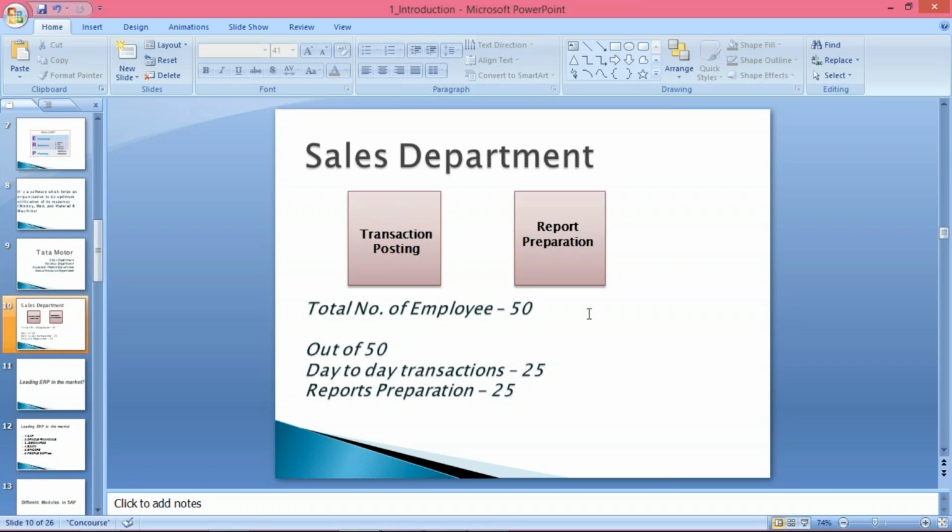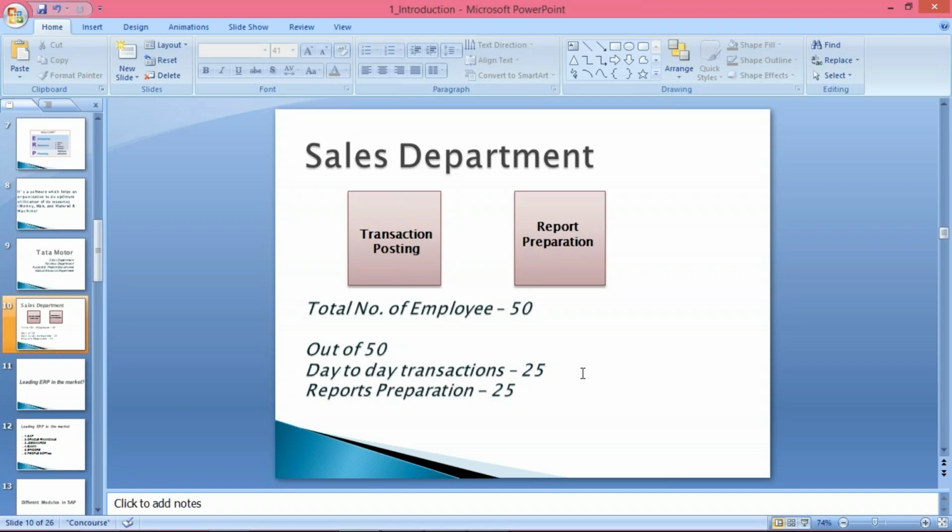Since Tata Motor is a very big, very large organization, they will have a huge number of customers. A huge number of customers means a huge number of transactions taking place on a daily basis. So out of 50 employees, 25 are involved in day-to-day transaction recording, in the sense that whichever sales we have made to the customers need to be recorded somewhere in the sales register.